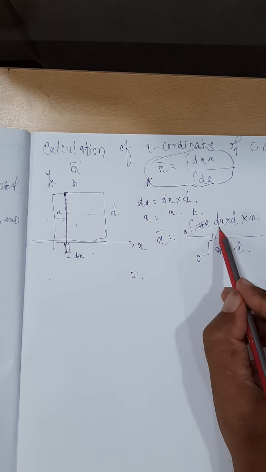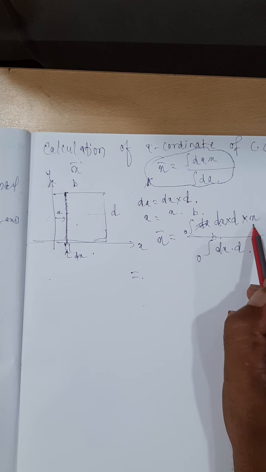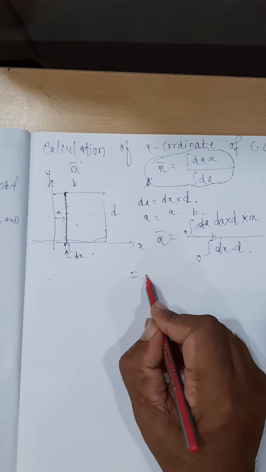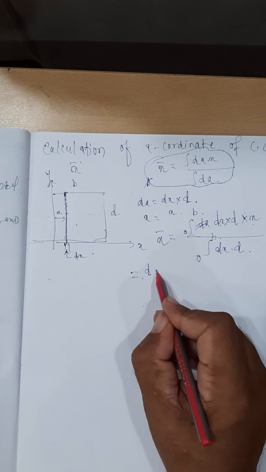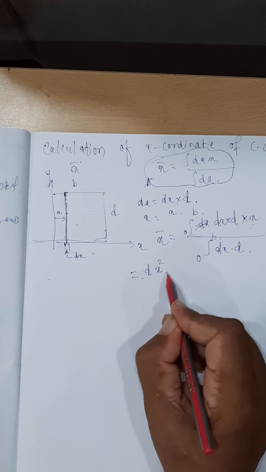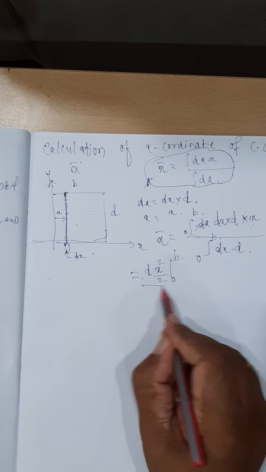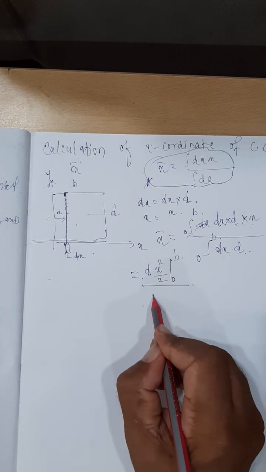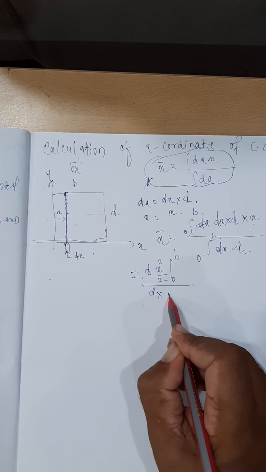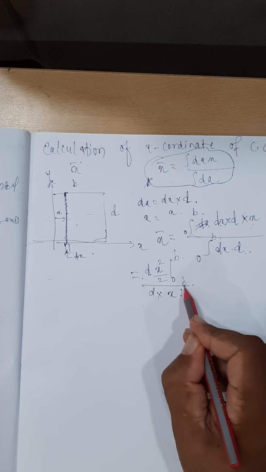Now, d is outside. Integral of x dx is nothing but x square divided by 2. d is outside, and x square divided by 2, from 0 to b, divided by dx into d. d into dx is nothing but x. Integral limits are 0 to b.